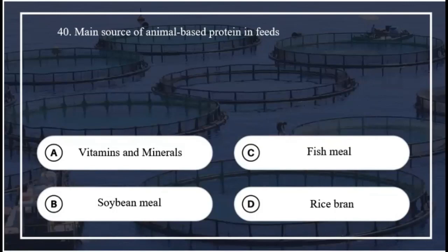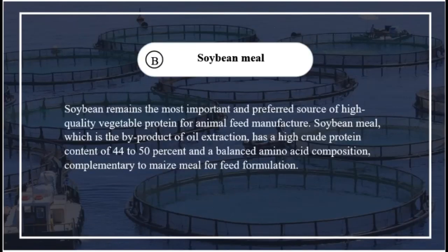Main source of animal-based protein in feeds. A. Vitamins and minerals. B. Soybean meal. C. Fish meal. D. Rice bran. Answer. B. Soybean remains the most important and preferred source of high-quality vegetable protein for animal feed manufacture. Soybean meal, which is the byproduct of oil extraction, has a high crude protein content of 44 to 50% and a balanced amino acid composition, complementary to maize meal for feed formulation.